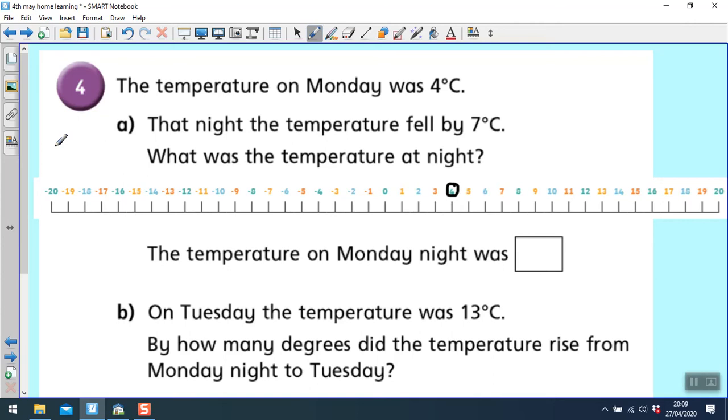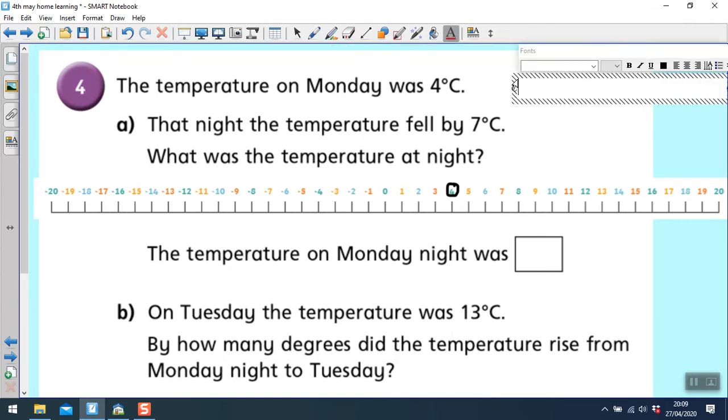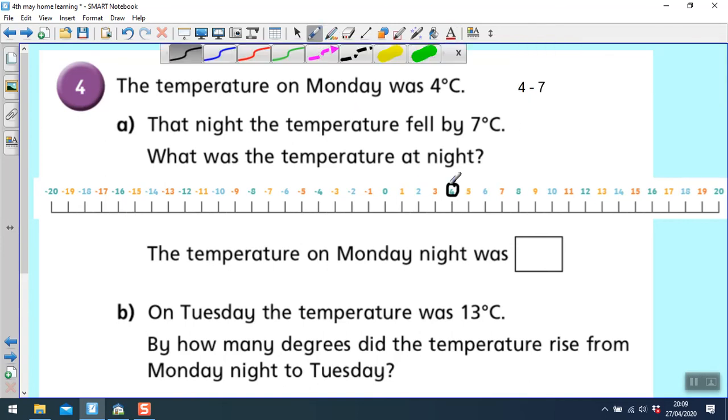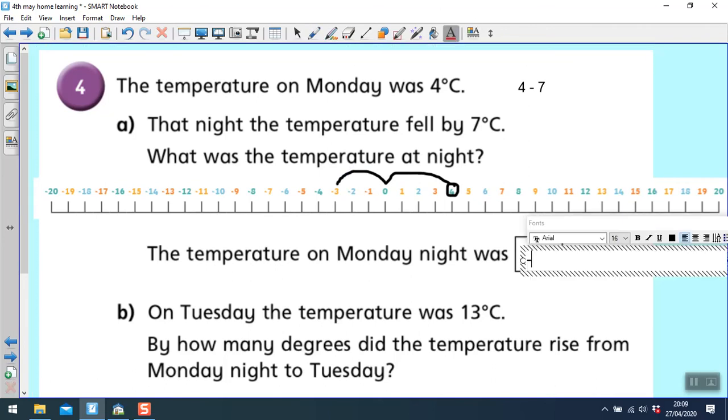So if it fell, it gets less, it gets lower. So you've got to take it away. So you're doing 4 degrees, take away 7 degrees to get your answer. What was the temperature on Monday night? What you could do is take a jump to 0, see what you've added on so far, and then take away the rest. So 4 take away 7 is -3 degrees Celsius.